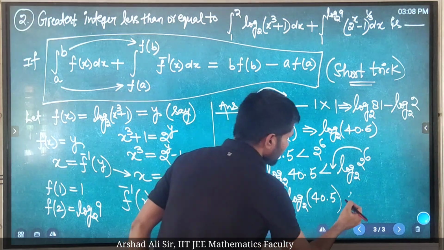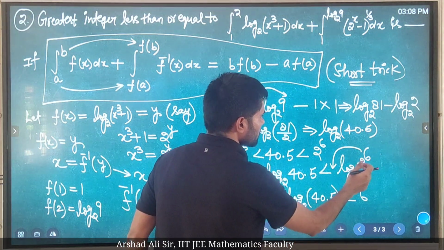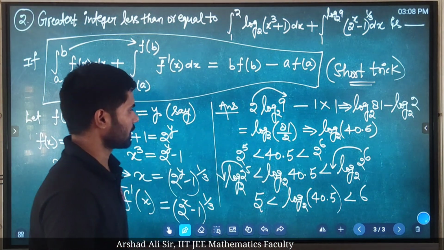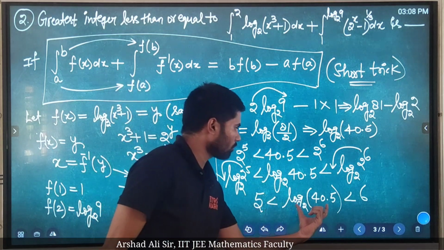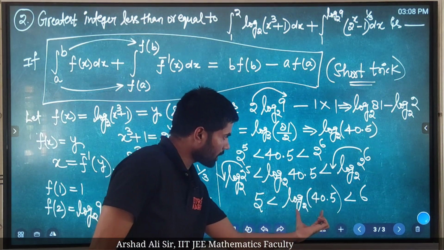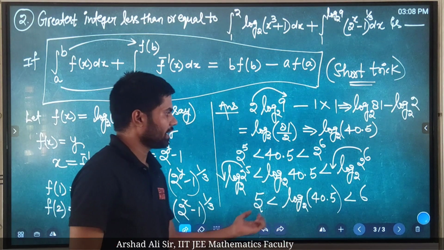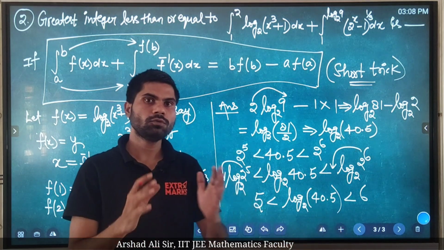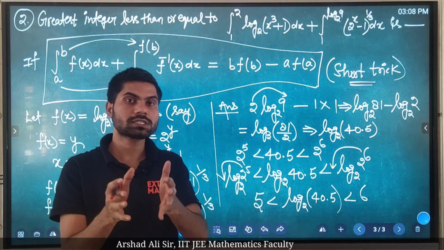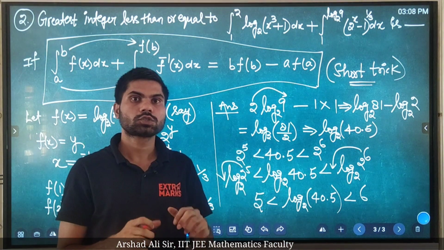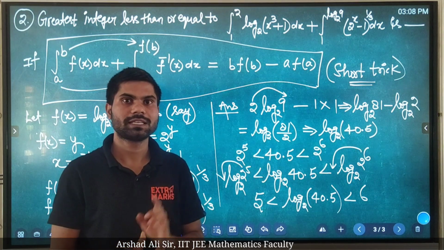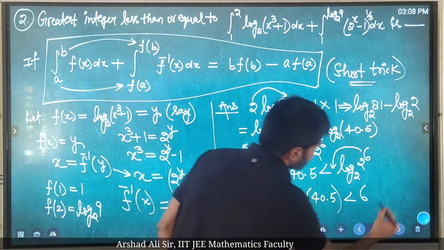Okay students, here 6 times logarithm 2 base 2 will be 1. So now it was our final answer, right? And our final answer lies between 5 to 6. So if you take any number which is greater than 5 and less than 6, what will be the greatest integer value? That will be only 5. So our answer is 5.